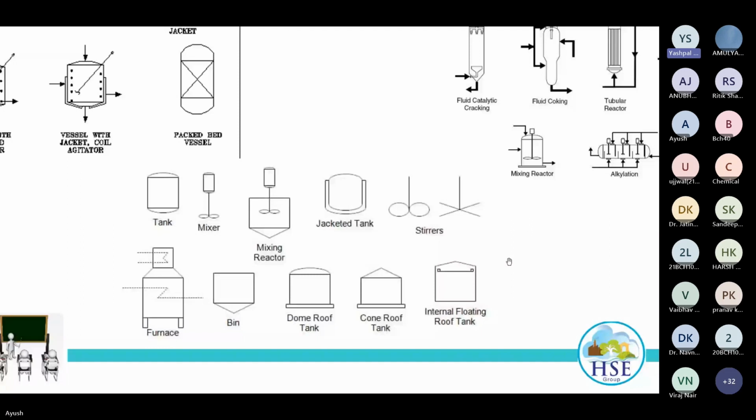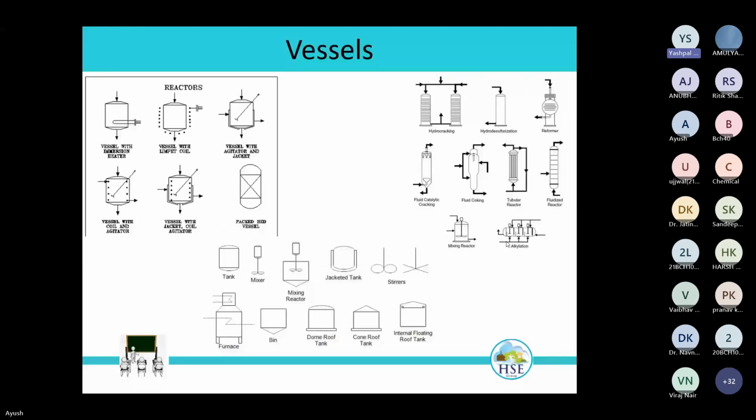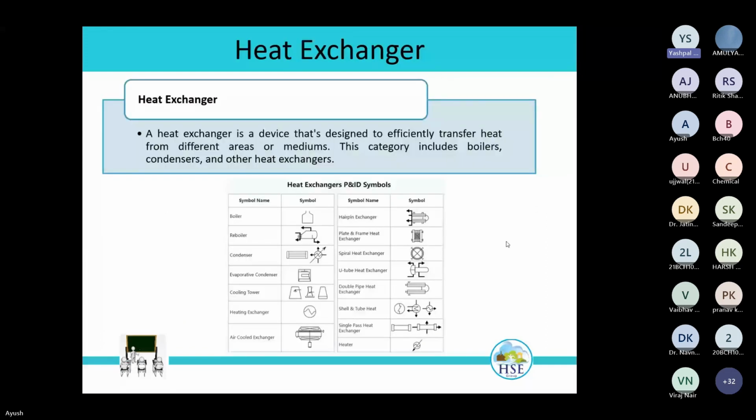Of course, in guidelines or standards, you will find a lot of different ones. Tank, mixer, mixing reactor, jacketed tank, stirrer, furnace, beans, dome roof tank, cone roof tank, internal floating roof tank. So through this legend, you can easily identify the equipment also. Almost all the equipment you can see. Next slide, please. Even if you don't mention the tag, you can identify the equipment normally, in general, through the drawings.